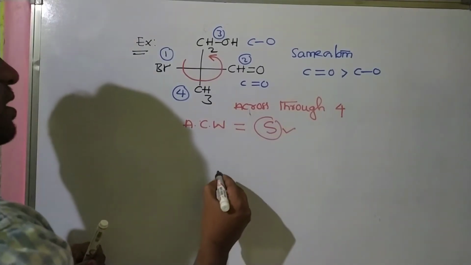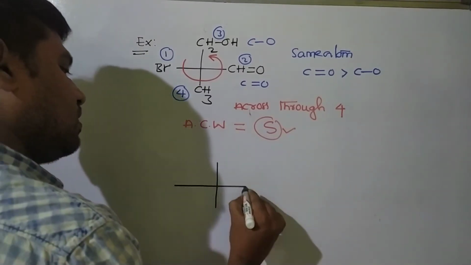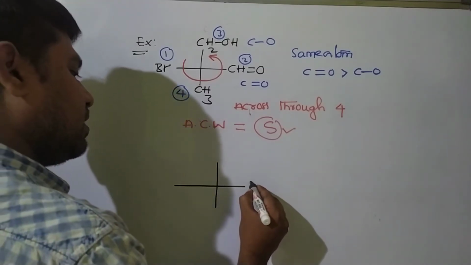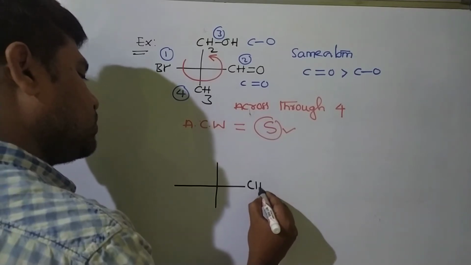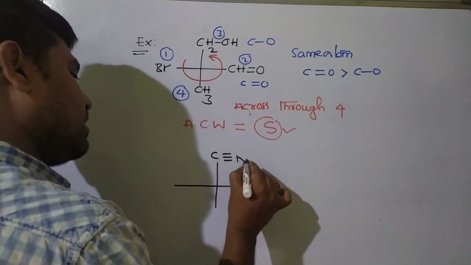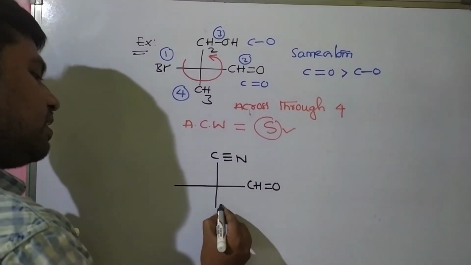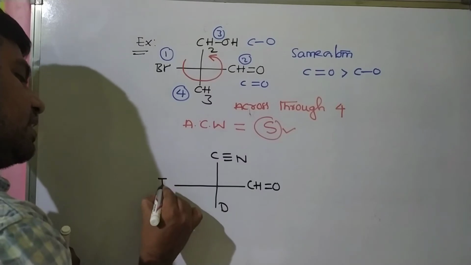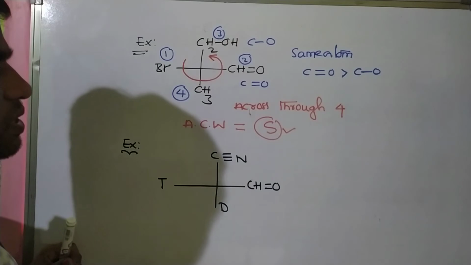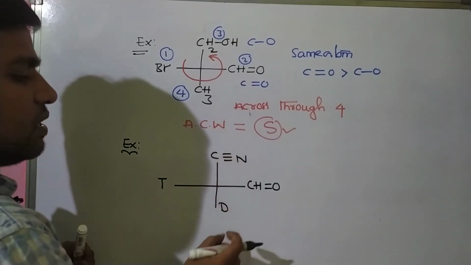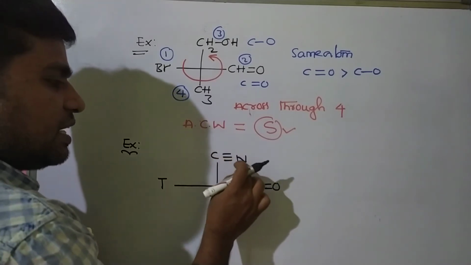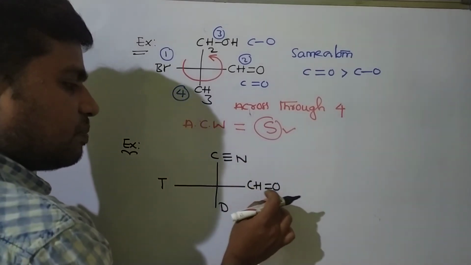And one more example. Next. Here CH double bond O. Here C triple bond N. Here deuterium. Here tritium. This is one most important example. Okay, students. Now come to this. So first of all, carbon. Please come to this. Here C triple bond N. Here C double bond O.